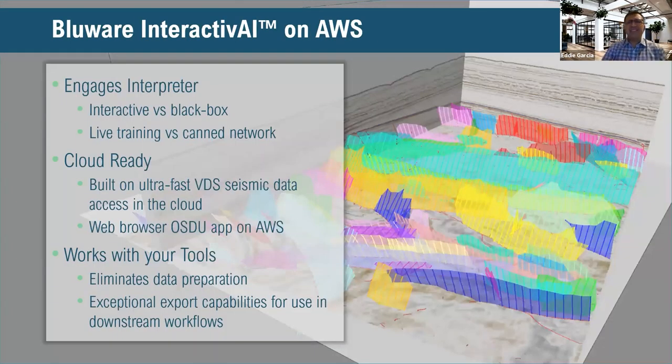And this gives us the ability to create the Bluware interactive AI, which puts the interpreter center stage, and engages the interpreter in an interactive live training session with our deep learning network and product. You don't start with a canned network that was the output of a black box process, trained on data and labels that you have no influence over and may or may not agree with.